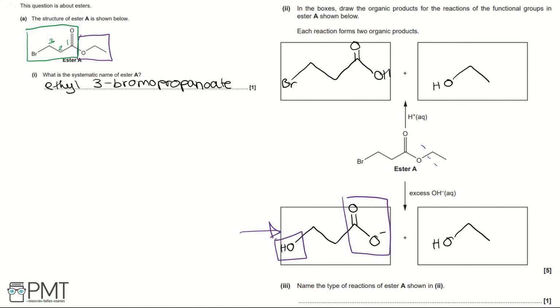Part 3. Name the type of reactions of ester A shown in Part 2. The type of reactions shown in Part 2 are acid and base hydrolysis reactions. So for Part 3, the answer is hydrolysis. To get the mark for Part 3, you need to write hydrolysis on the answer lines provided.